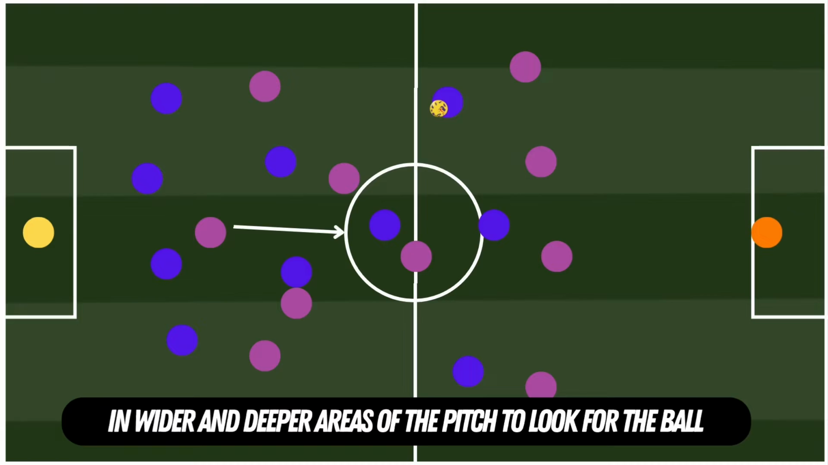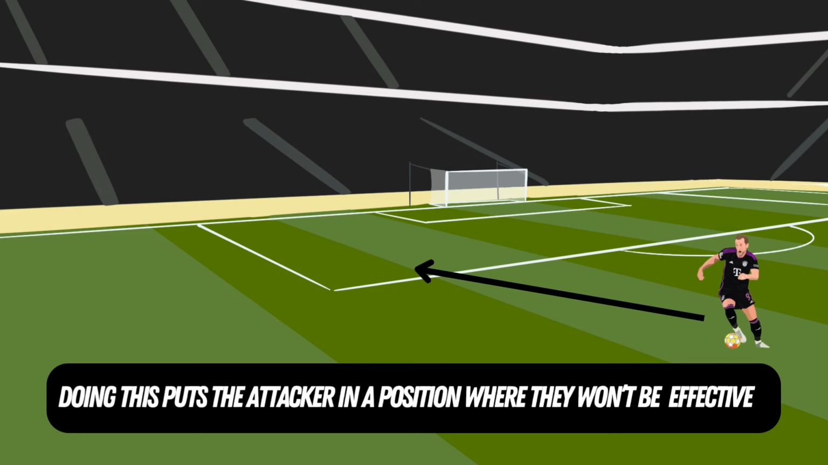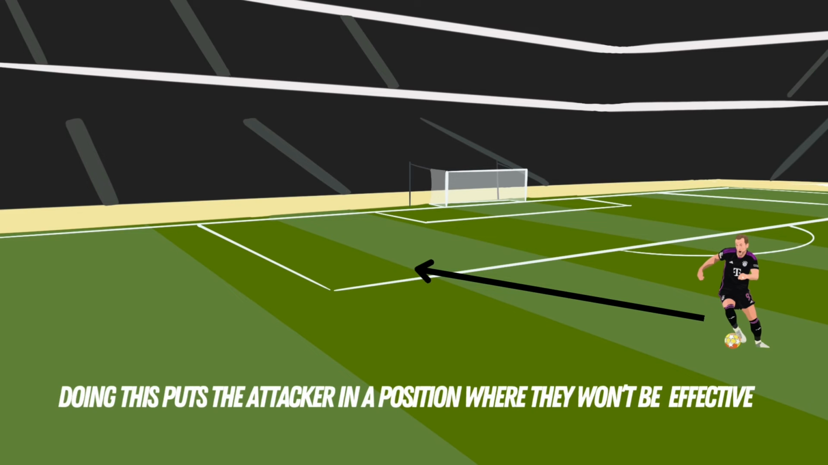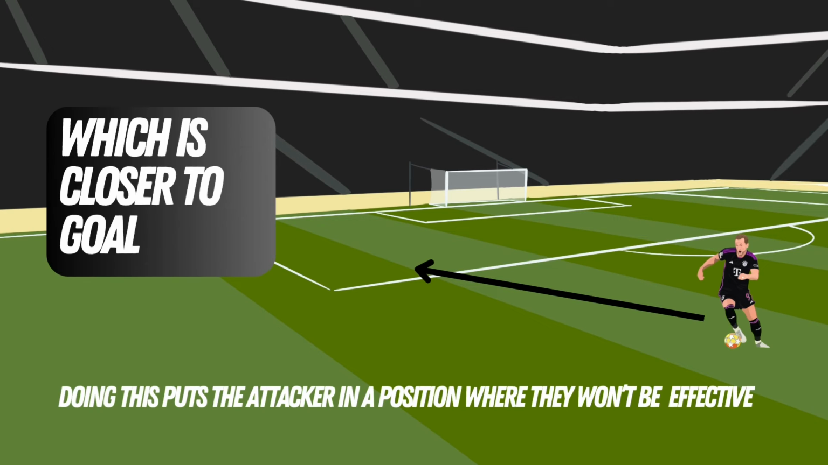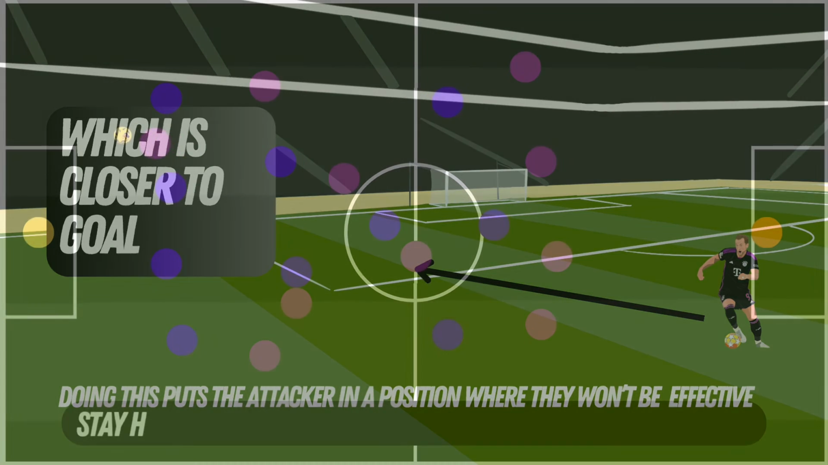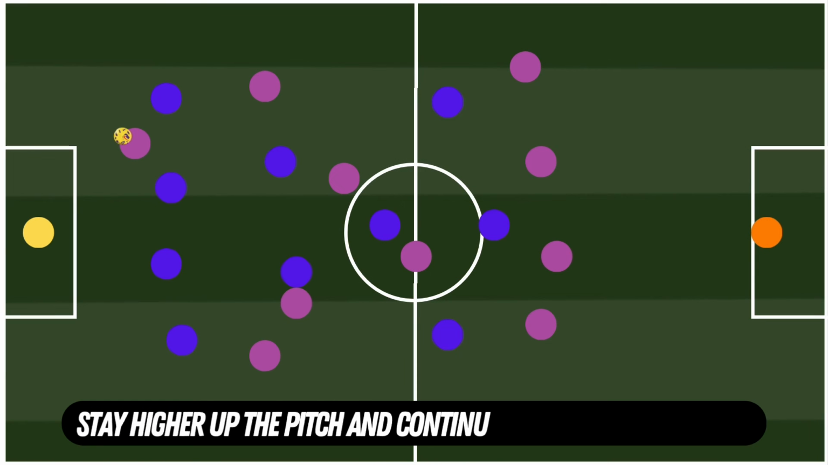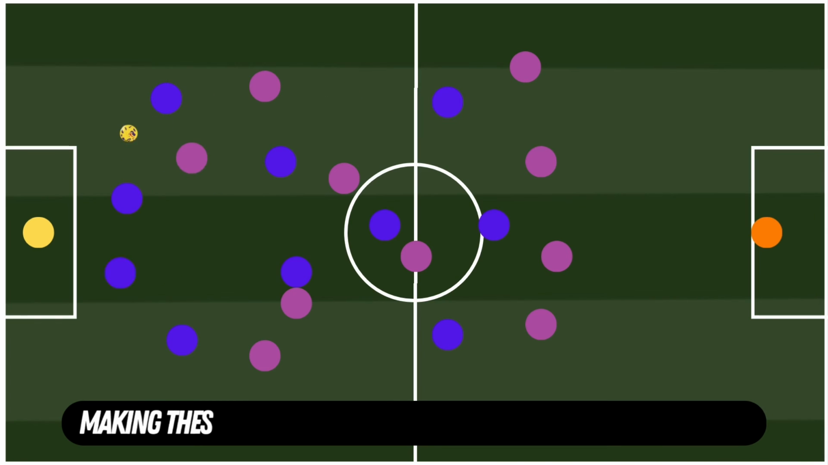If you keep moving out of these central areas, it puts the attacker in a position where they won't be as effective. And the problem with this is that they're not close to goal. If you can make more movements which are closer to the goal, you're going to get more opportunity to score. So what you need to do is stay higher up the pitch and continue to make forward runs.